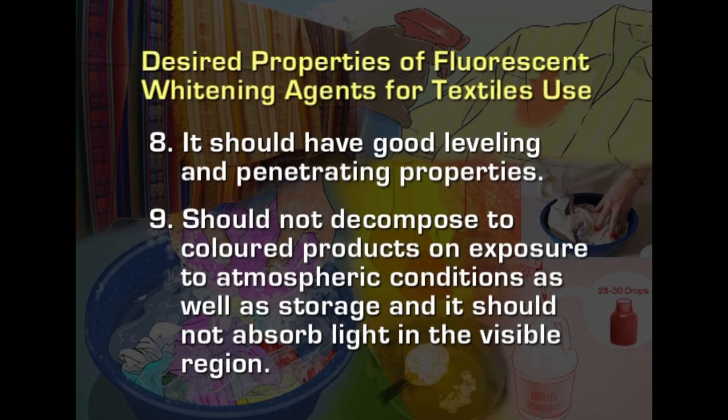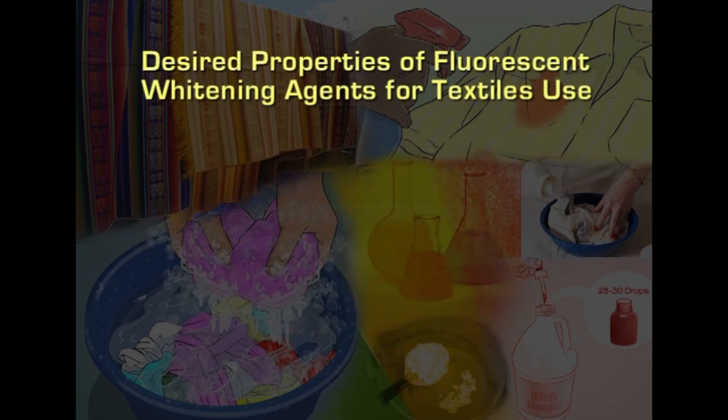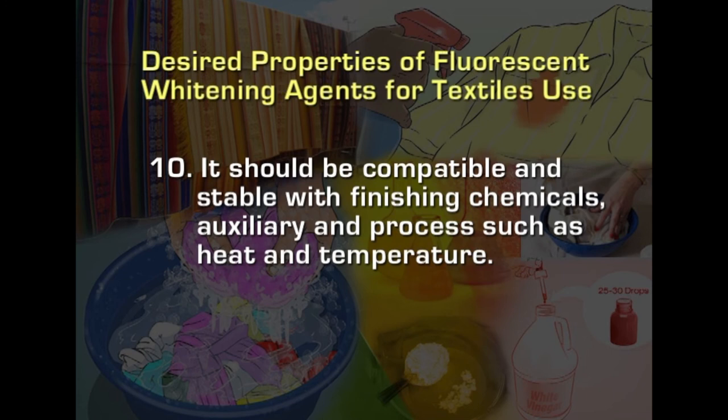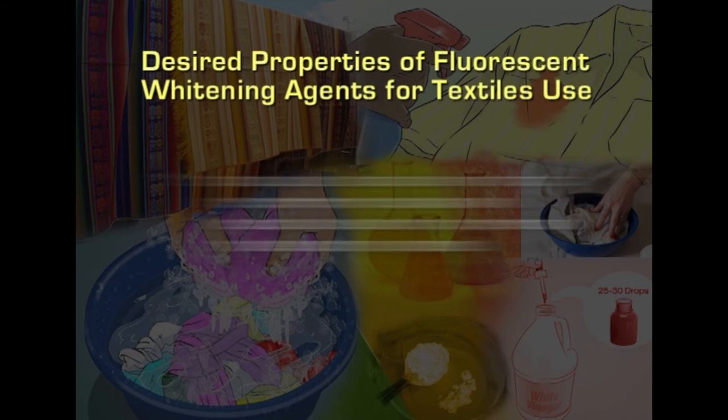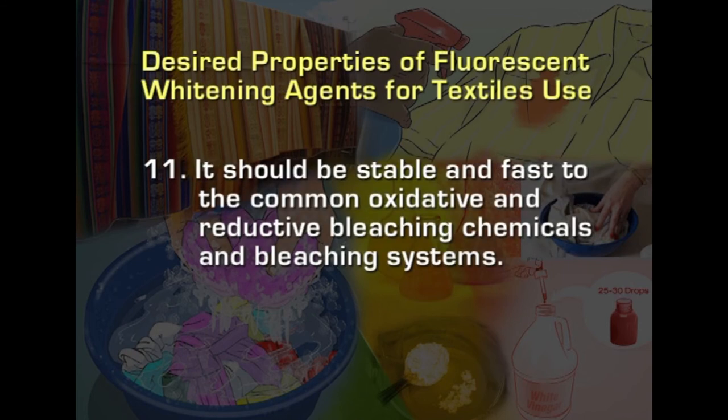It should not decompose to colored products on exposure to atmospheric conditions as well as storage, and it should not absorb light in the visible region. It should be compatible and stable with finishing chemicals, auxiliaries and processes such as heat and temperatures. It should be stable and fast to the common oxidative and reductive bleaching chemicals and bleaching systems.